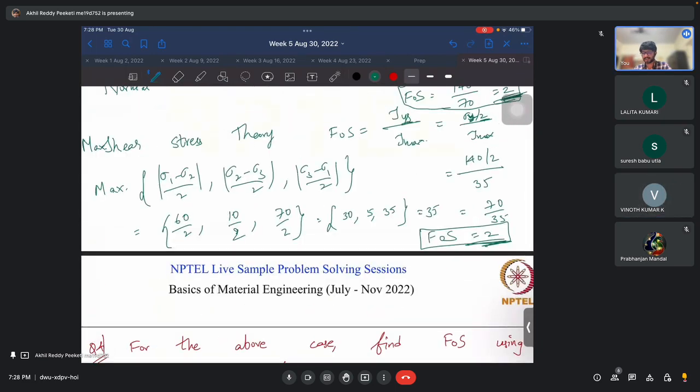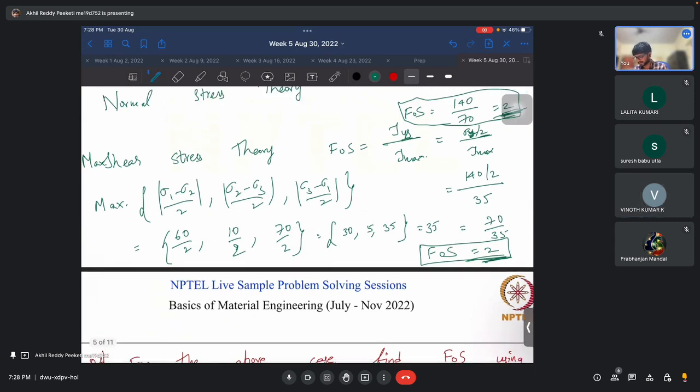No, those are the normal stresses. You need to find the maximum shear stress. So the maximum value of one of these cases would be the maximum shear stress. So you need to find the tau max. One of these values, the maximum of these three, would be the maximum shear stress.